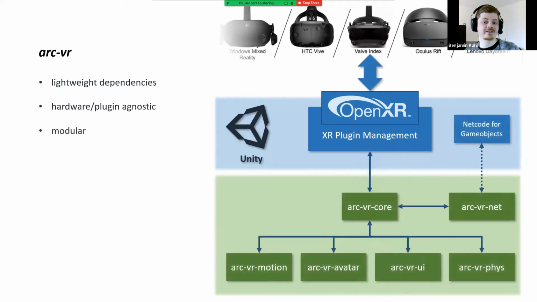ArcVR itself is divided into a series of packages. There are 6 at the moment, and maybe there'll be more in the future. All these packages are dependent on a core package. This is the primary interface with the exterior. And this provides modularity, as all these packages are agnostic to one another. They're all in separate assemblies. So the motion package doesn't know what's going on in the UI package and vice versa.